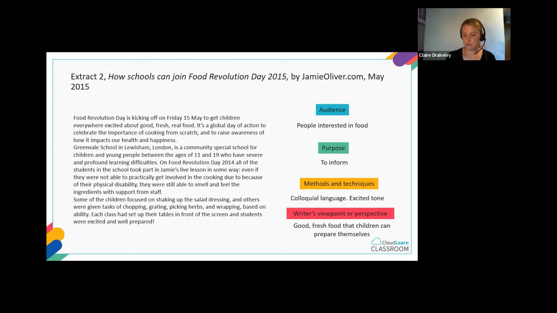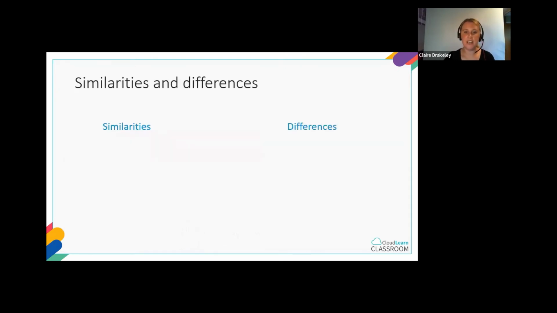So we've looked at our two texts now, and we've learned how to find the main ideas and how to talk about how the writer conveys them. That's the tricky bit. Now for the main part of the question, which you will get in your exams, how to compare the two.